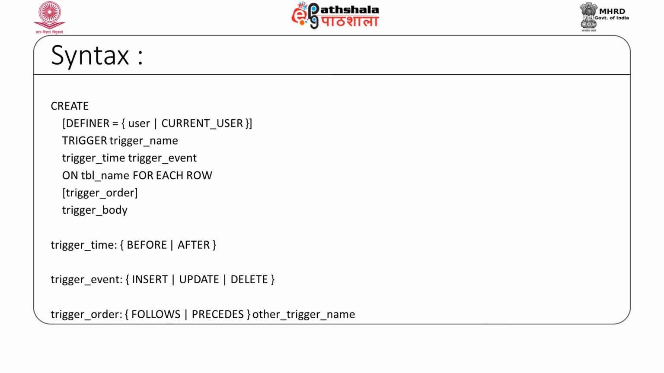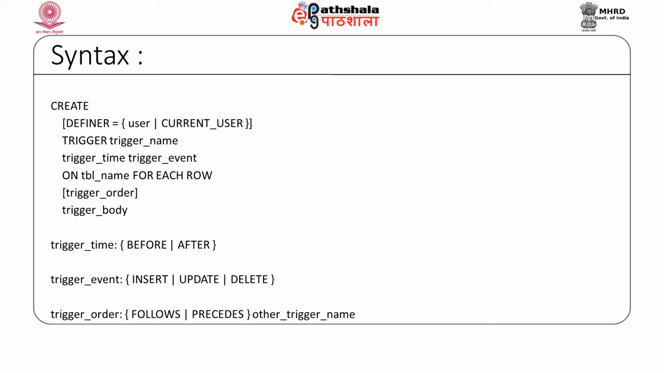For example, if I have got an employee table and I have got two triggers on before update, then which one will be fired first and which will be fired next has to be decided on the basis of trigger order. So, you need to specify either follows or precedes another trigger name, but the trigger order is only useful when you are using multiple triggers. If there is a single trigger on a single event, there is no need of specifying the trigger order.